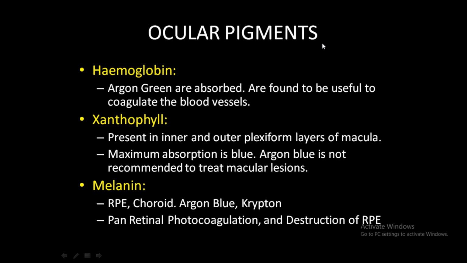Now coming to the effect of laser on the eye. When you are throwing laser on the eye, what happens? Hemoglobin and other pigments are present in the eye, and these pigments have definite absorption of a particular wavelength of light. Hemoglobin absorbs green, so argon green is absorbed and is useful to coagulate blood vessels. Why should we use green laser for treatment of diabetic retinopathy? Because green laser is absorbed by the hemoglobin pigment present in the blood vessels. Xanthophyll pigment is present in the inner and outer plexiform layers of the macula.